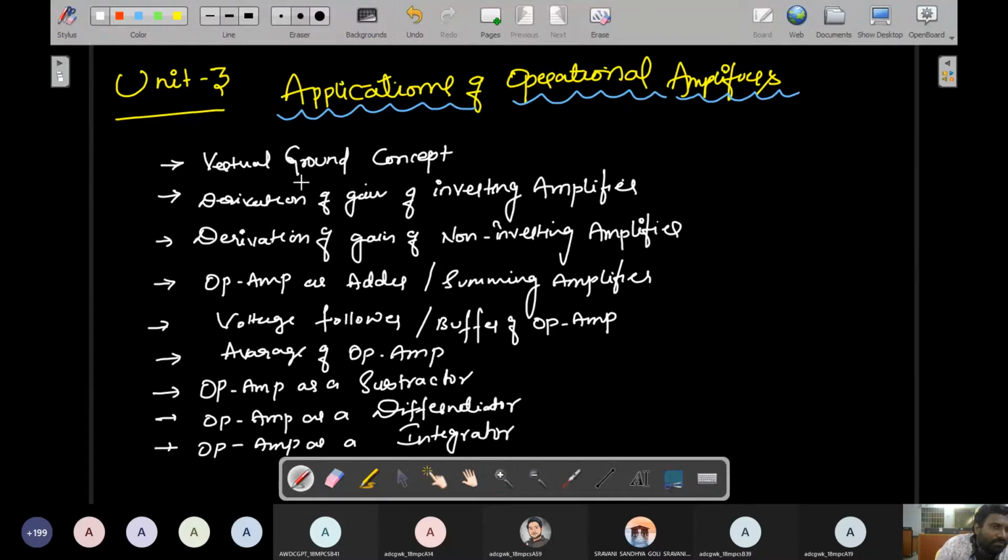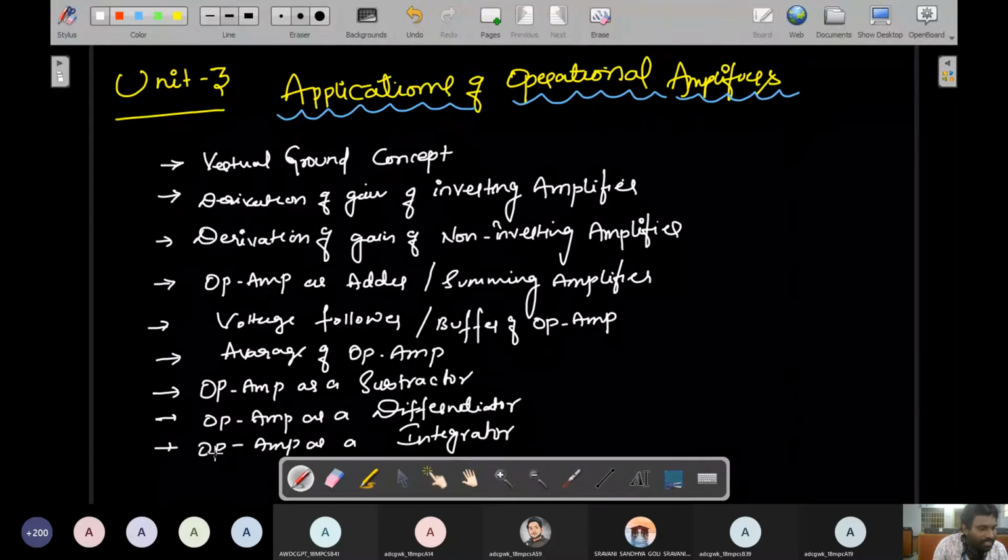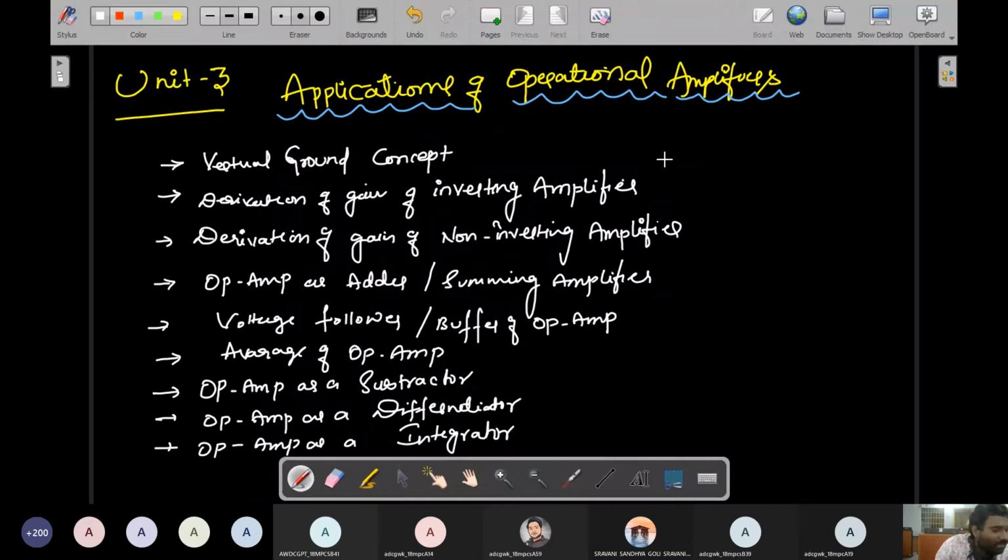The first topic is virtual ground concept, and the second topic is derivation of gain of inverting amplifier, and similarly derivation of gain of non-inverting amplifier. After that, operational amplifier as an adder or summing amplifier, voltage follower or buffer, op-amp as a subtractor, differentiator, and integrator, and one more topic is op-amp as a comparator.